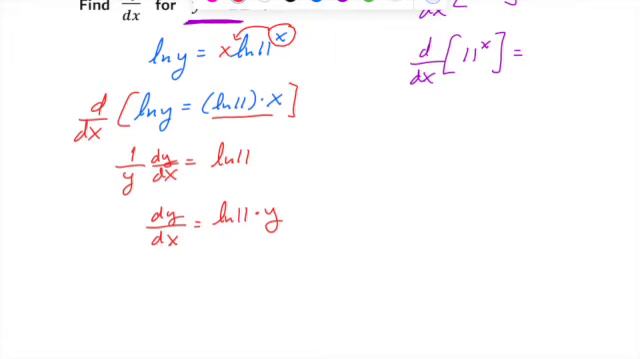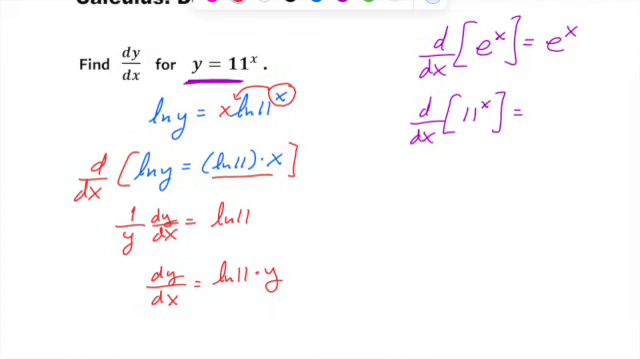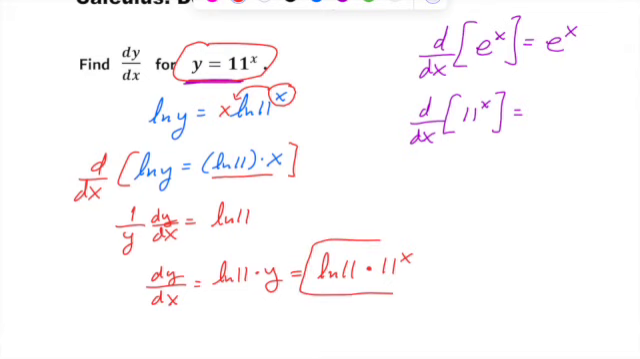And in this problem, what is y equal to? If you go all the way back to the beginning, y is equal to 11 to the x. So this derivative ended up being ln of 11 times y, which is just 11 to the x times ln of 11. This is what I came up with here.